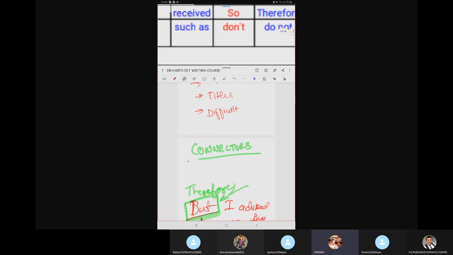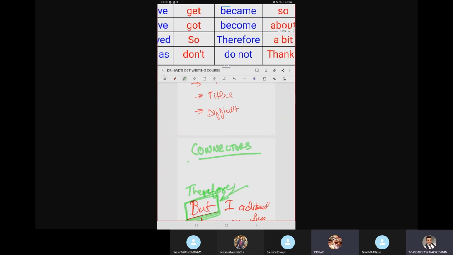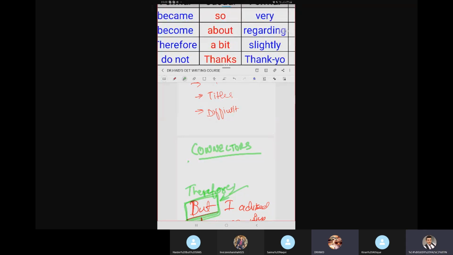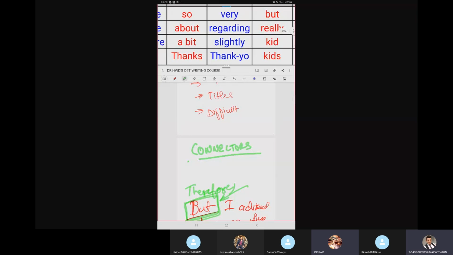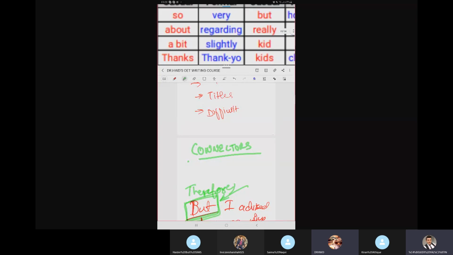Okay, so we did this, such as don't, do not. You guys know that. So this should be transferred to other words. A bit would be slightly, right? We're trying to use a more formal thing.